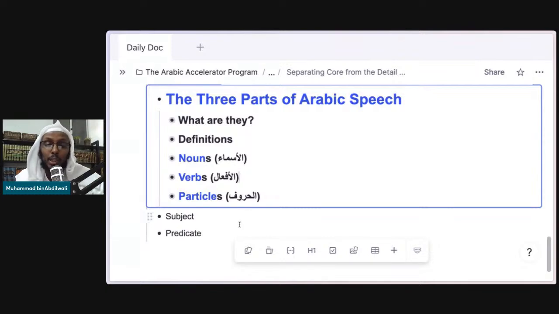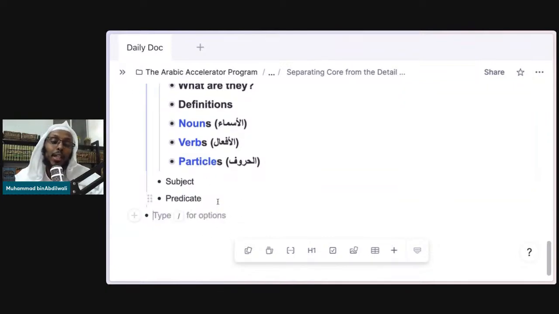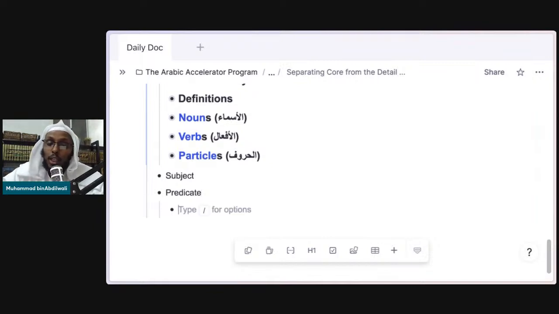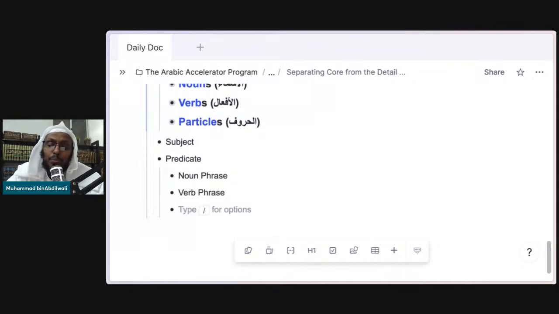And what's challenging about jumla ismiya, which we're dealing with now, is not the subject, it's the predicate. This predicate, like we said, could be what? It could be a noun phrase, right? Or it could be a verb, you can call it a verb phrase if you like, because you have fi'l and fa'il. Or it could be a prepositional phrase or an adverbial phrase that specifically talks about location or time.